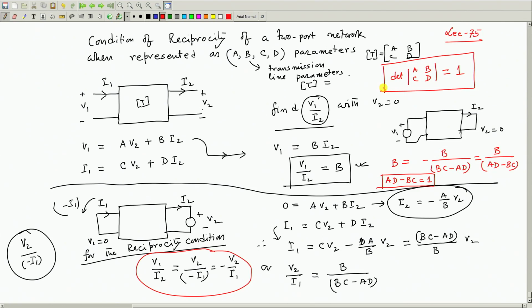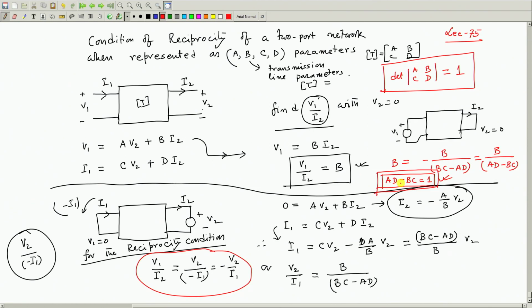Got the point? Therefore, if it is represented in terms of impedance matrix, Z12 is Z21. If it is in terms of admittance matrix, Y12 should be equal to Y21. If it is H parameters, then H12 should be the negative of H21, and if it is represented in terms of ABCD parameters, this is the final condition. Got the idea? So, this is how it is to be found out.